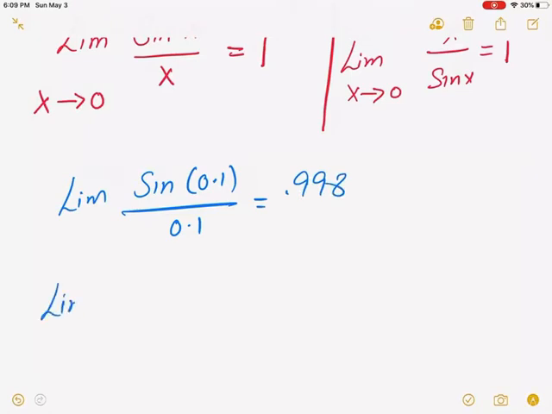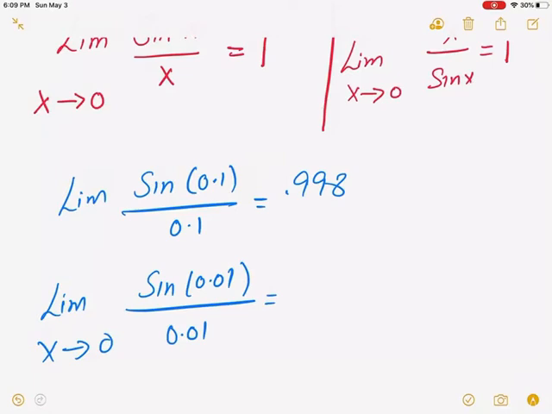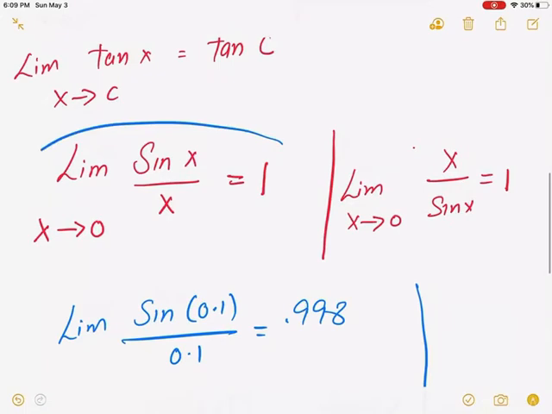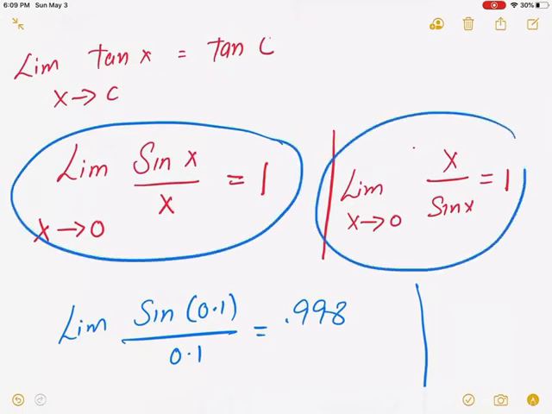Let's say I have limit x approaches 0. This time I have sine of 0.01 divided by 0.01. Let's see what happens. It's 0.9998, which is still close to 1. So this equation also works. Even if you take the reciprocal, that would still work. You can even try that if you want. That's my first equation, so let me circle that. This or this is the same thing.